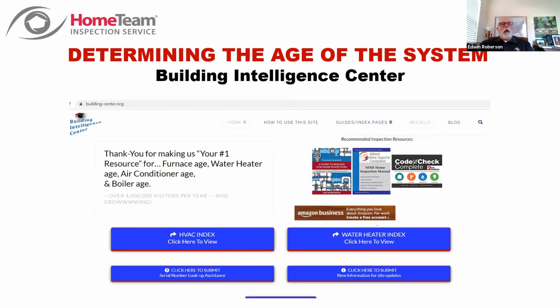building-center.org. That's your website. But I guarantee you right now, if you went into Google and Googled Carrier HVAC age, your first or second hit on Google is going to be Building Intelligence Center. So it's super easy to find. Just whatever manufacturer name, A.O. Smith water heater age. You just simply cannot not find this information, but building-center.org.